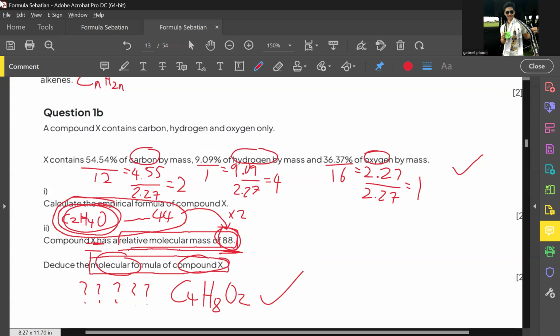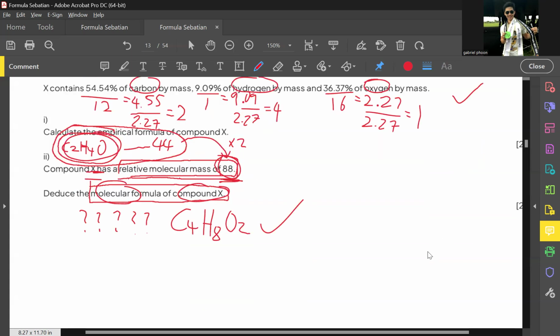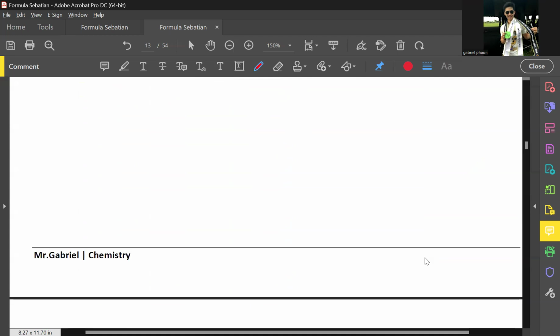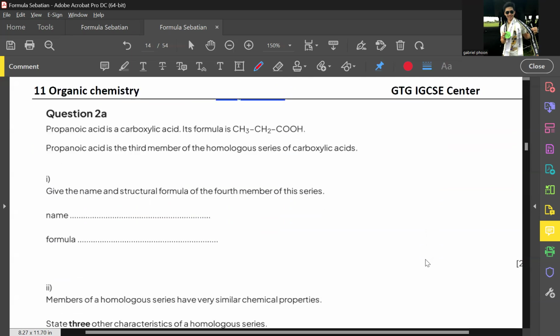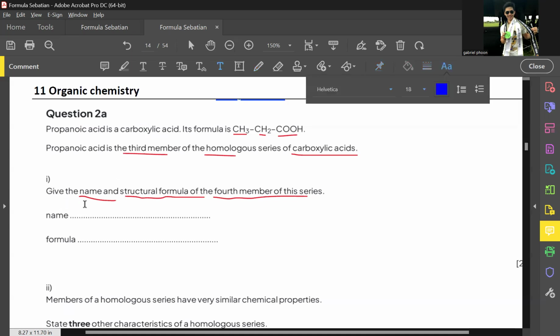Okay, ladies and gentlemen, moving on to the next question. Propanoic acid is a carboxylic acid with its formula. Propanoic acid is the 3rd member of the homologous series of carboxylic acid. Give the name and structural formula of the 4th member of this series. What's the name of the 4th member?